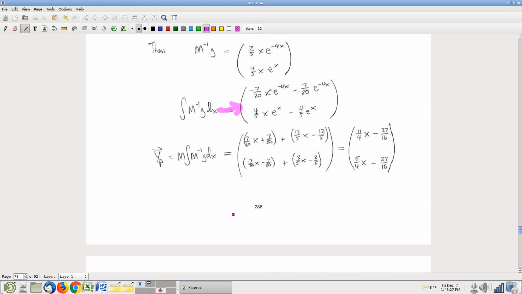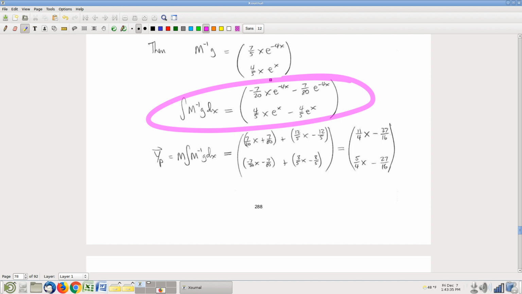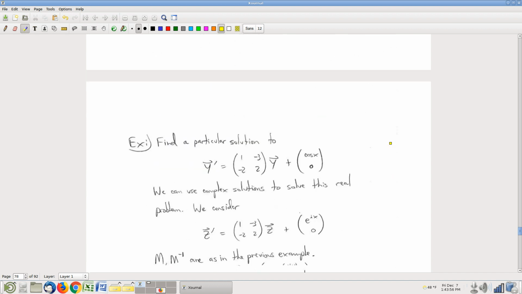Okay. Last step, again, multiplying back by that M matrix. Keep in mind the result of this antiderivative is a vector, and that vector antiderivative is multiplied by M to get our particular solution, which after some simplifying ends up being this. Okay. All right. So going on from there, I want to just show you another example. This is a second example.